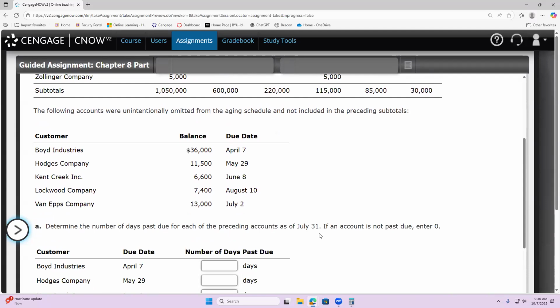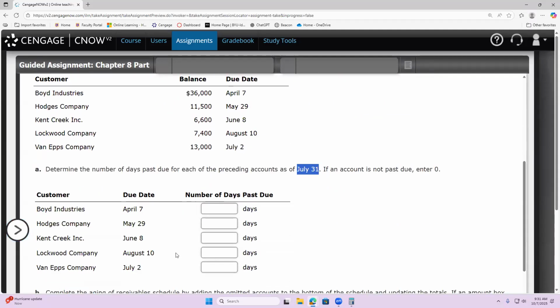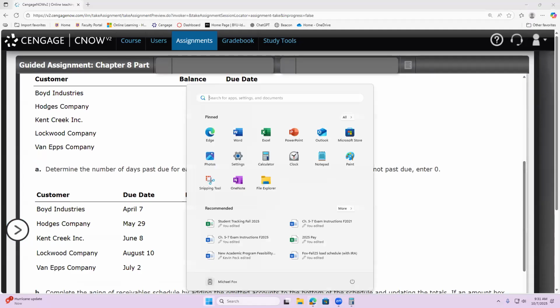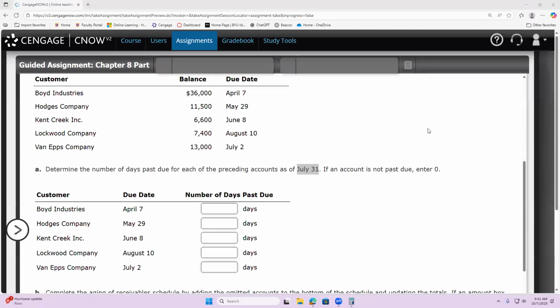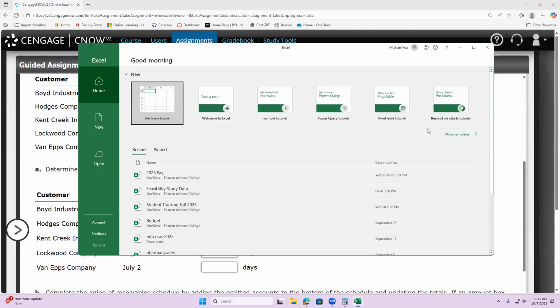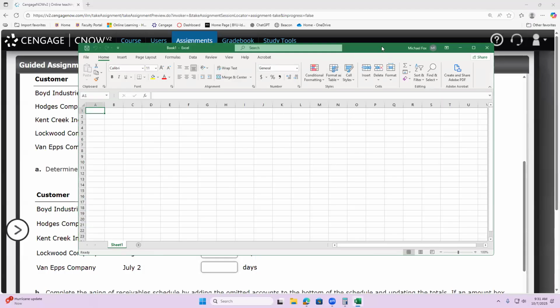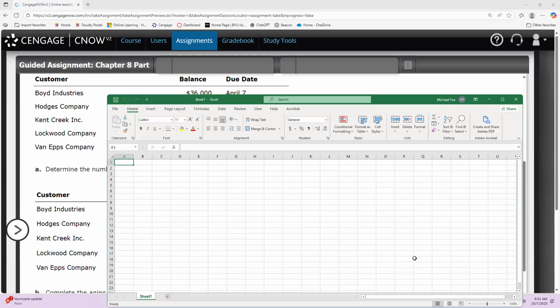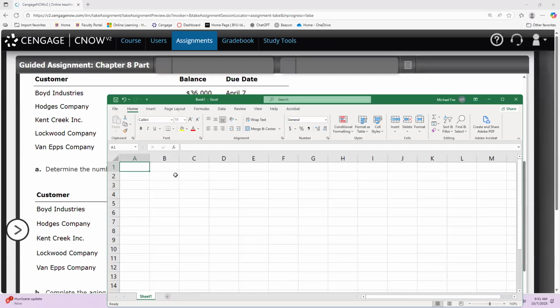If July 31st is today's date and something was due on April 7th, we're supposed to do all this math to figure out what day it was due. Here's what I do because I'm lazy. I bring up Excel. I'm going to make myself a little Excel calculator: today's date and due date.